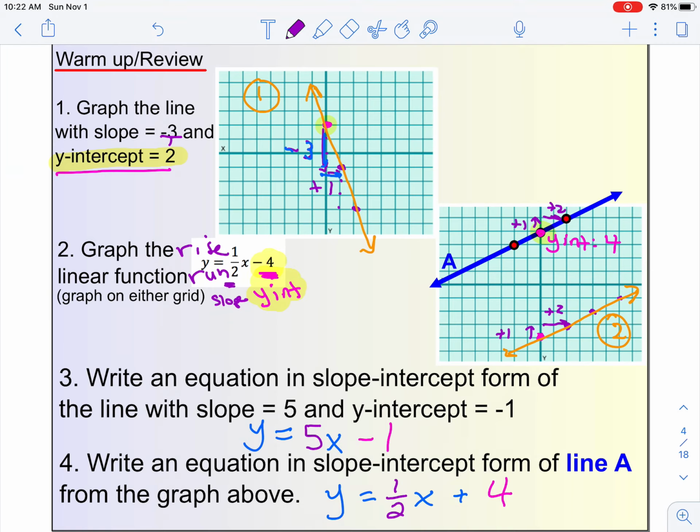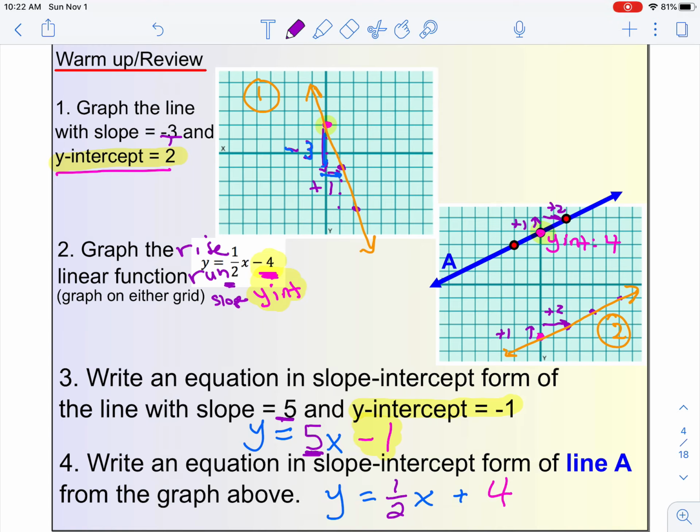Question 3 asks you to write your equation in slope-intercept form. So you just take your slope that you're given and your y-intercept that you're given and you put them into the equation. So I have y equals, and then my slope here is 5. So I put in y equals 5x minus 1.